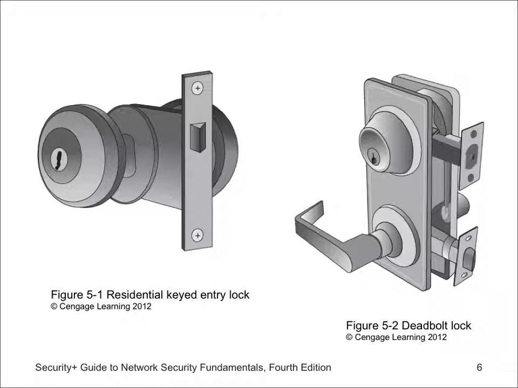Here are some examples of a residential key lock on the left. On the right, a deadbolt key lock, which some residences have today, depending on where you live and what type of crime you might have in that area. This door here, by the way, is proximity. It can be accessed by key code or a proximity card, either one.